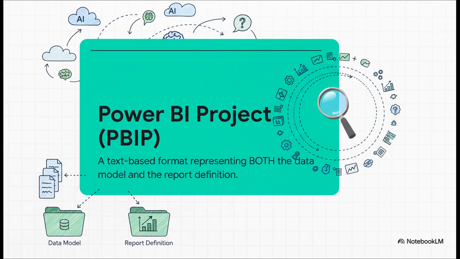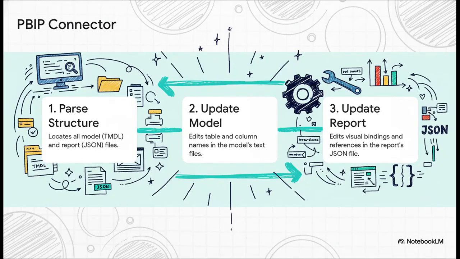The hero of our story is the Power BI project file, or PBIP. Now, unlike the old PBIX file, which was like a locked black box, a PBIP file basically unzips your entire project into a folder full of human-readable text files. And here's the crucial part. It gives you separate files for the data model and the report definition, all sitting there side by side. Okay, so the Power BI MCP server leverages this brilliantly. Its connector is smart.